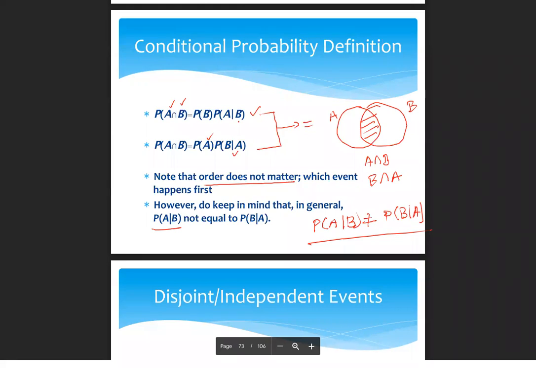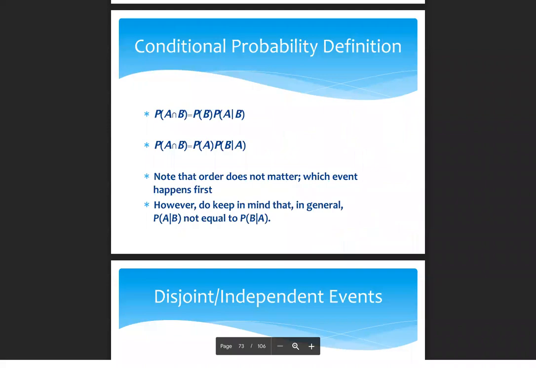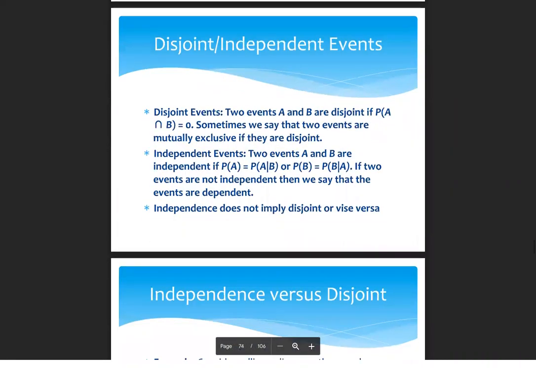Now let's go ahead and talk about the next topic. Disjoint and independence. I think I talked about disjoint before, so there is no point in repeating it. If probability of A intersection B is 0, that means these two events are disjoint. Also, we use the term mutually exclusive. Okay, remember, ME, mutually exclusive, to imply disjoint.